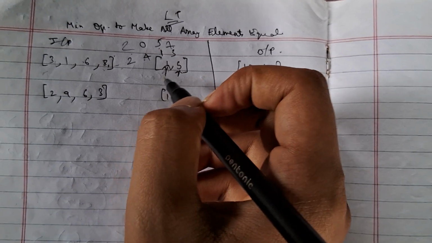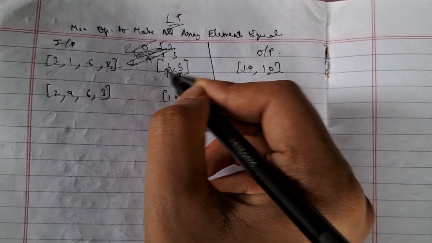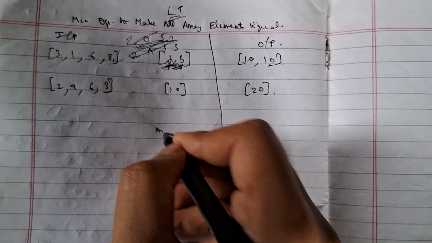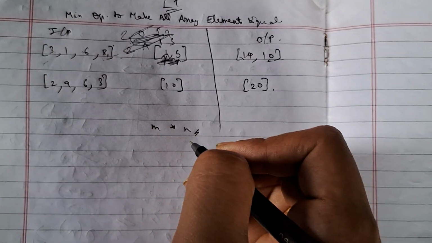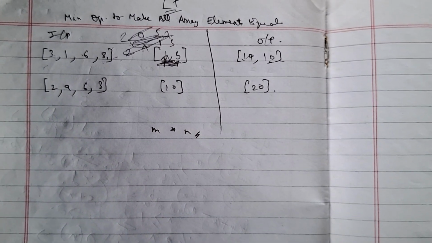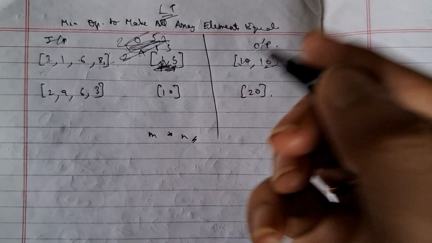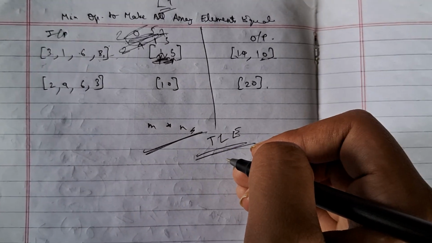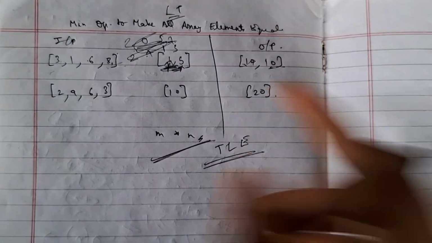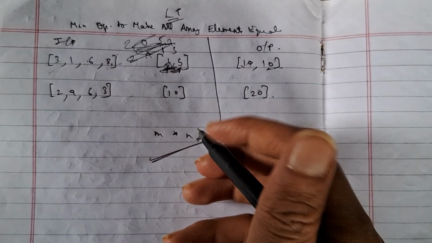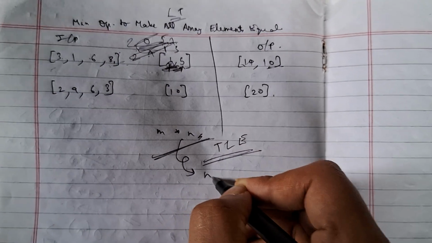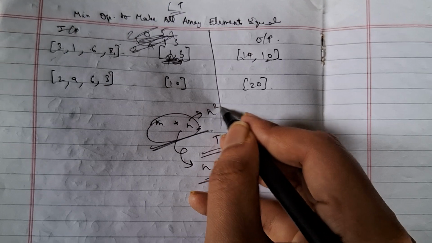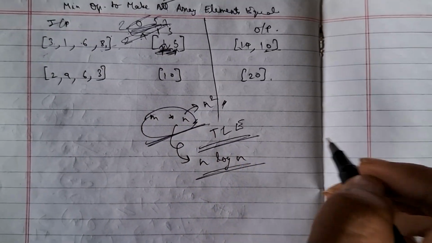10. So this is what the question basically says, but if you go on to do this, then it will give you a solution of m into n, and this is going to give you a TLE for sure. So what you can do is make this m into n into n log n. m into n is basically somewhat n squared, right? So you can make it n log n.